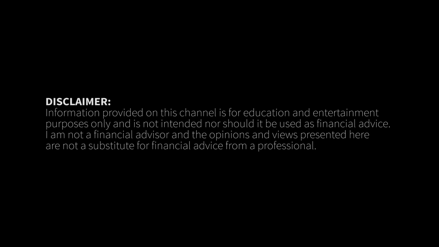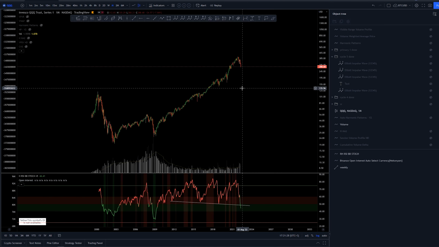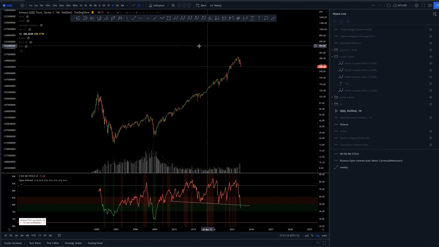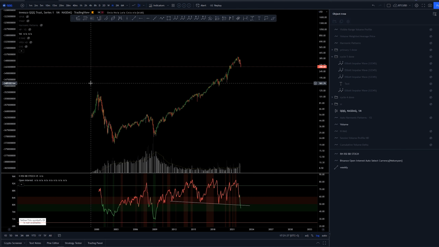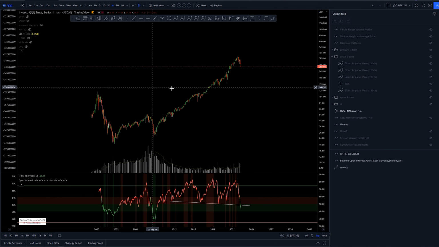I'll cover wave analysis with Elliott Wave Theory and provide target and invalidation levels for the presented counts. So let's get going. This chart is viewed currently at the monthly level and starts from around 1999.